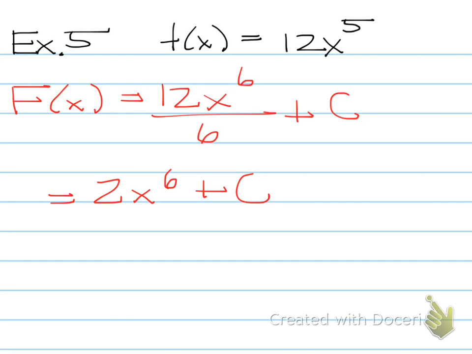And we can always check ourselves. If we took the derivative of 2x to the 6th plus c, the derivative of 2x to the 6th would be 12x to the 5th. And then the derivative of any constant is 0.